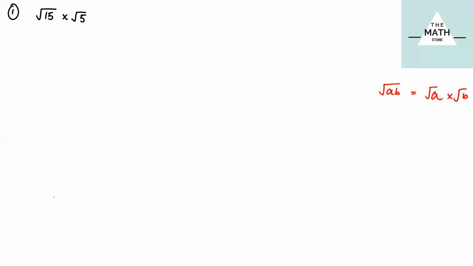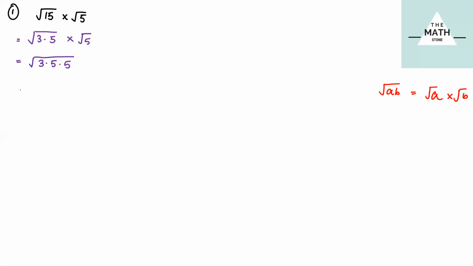To simplify this radical expression, we'll multiply the two radicals together and then factor out any perfect squares. First I'll find the prime factorization of 15. That's 3 times 5, and this cannot be factorized further. Then I am going to apply this multiplication property and they can be written together: 3 times 5 times 5. So I just combined all the factors.